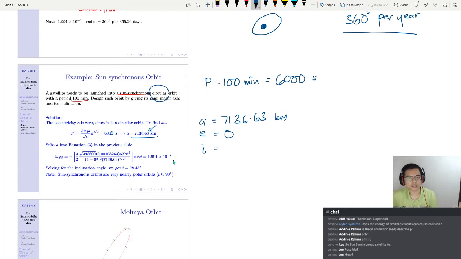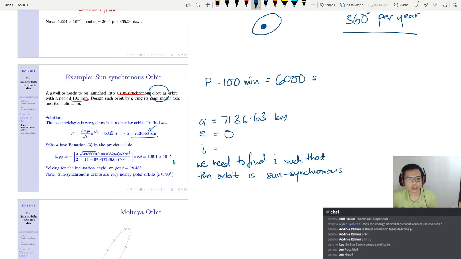We don't know the inclination of orbit to make it sun-synchronous. So we need to find I such that the orbit is sun-synchronous. Okay, so how do we do that?